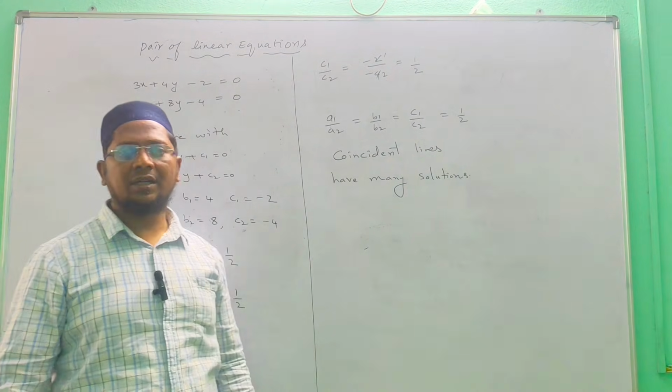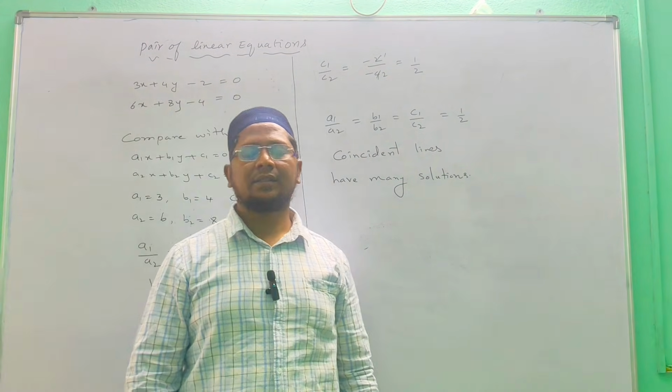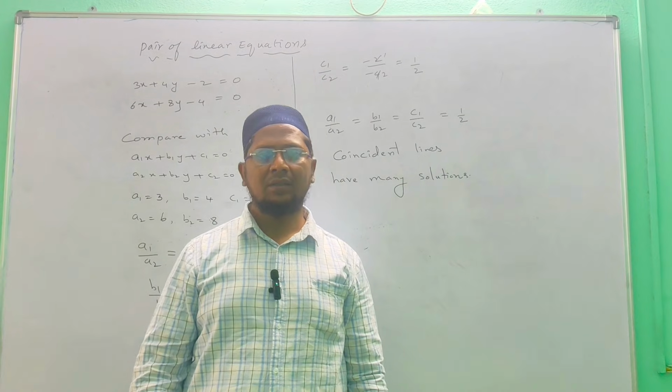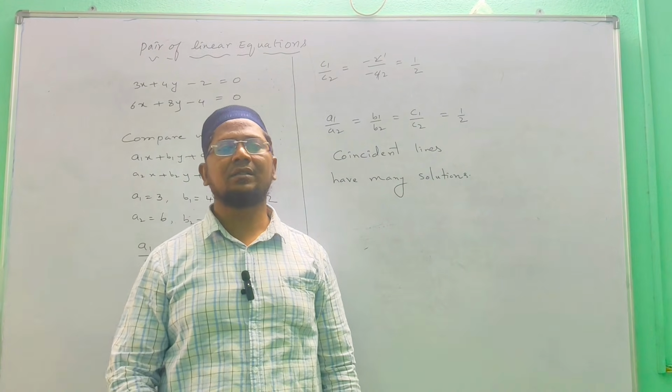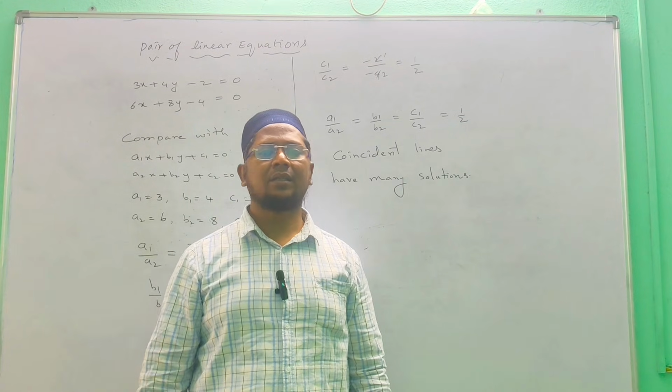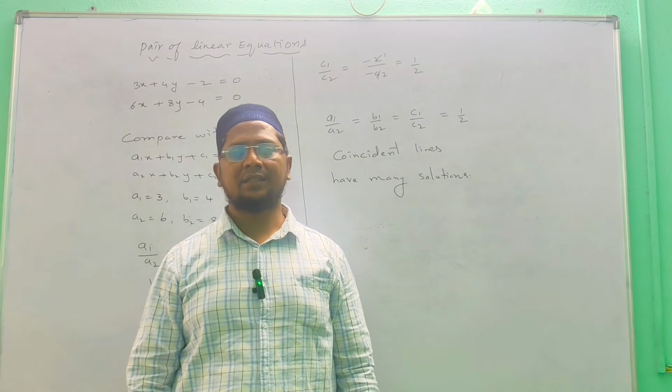So this is the first starting basic question. Exercise 4.1, we have to comment whether the given pair of linear equations are consistent, inconsistent, parallel, intersecting or coincident lines.